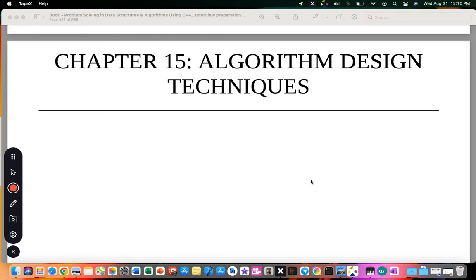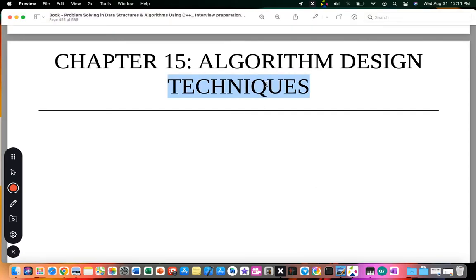And chapter 15 is about algorithm design techniques. Algorithm design techniques: techniques used to design algorithms.